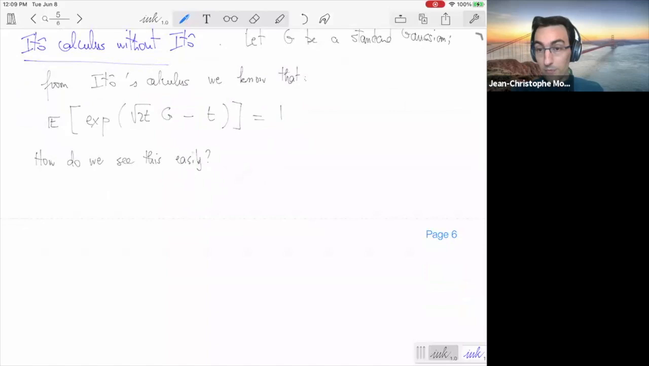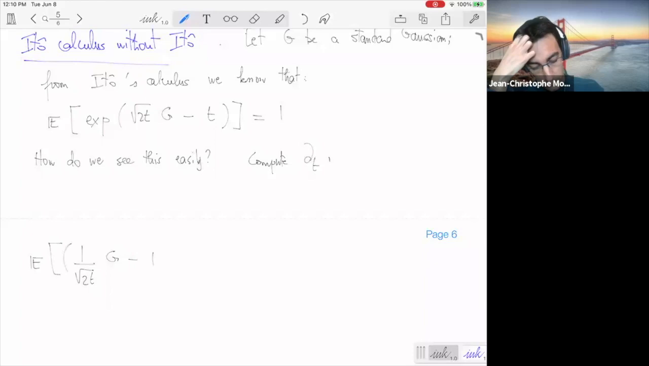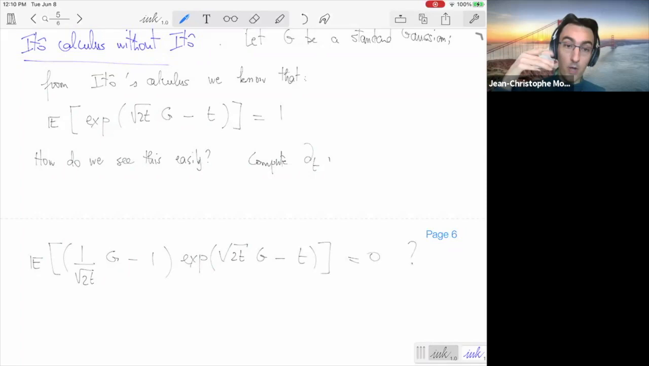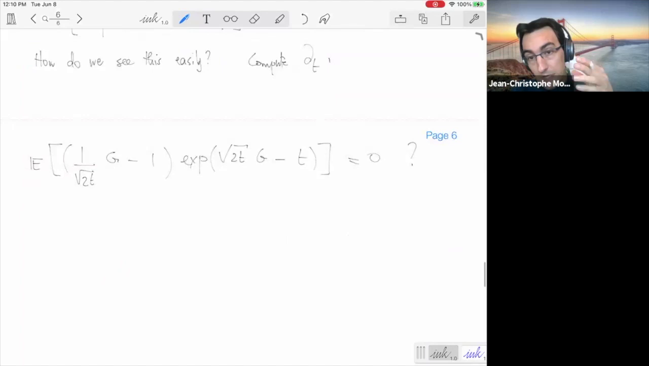And perhaps one thing we could try is to see that the time derivative of this is zero. If I do this, I'm going to get 1/√(2t) g minus 1 times the exponential. And this is supposed to be zero, and I'm still kind of confused, and I don't see why this is true. But we have to remember that g is a Gaussian. It should be important that g is a Gaussian. So I need to use the fact that g is a Gaussian and not some other random variable.